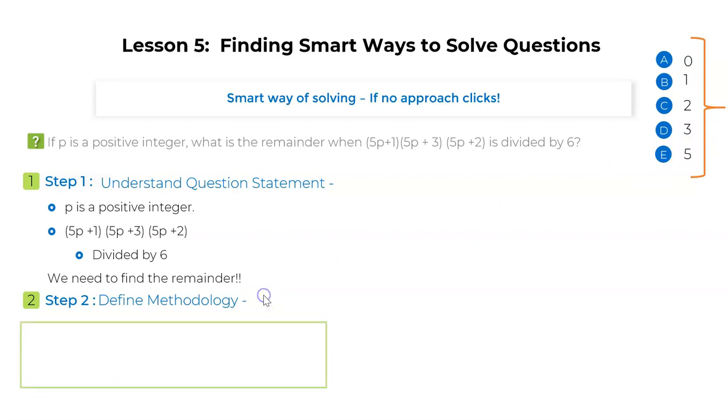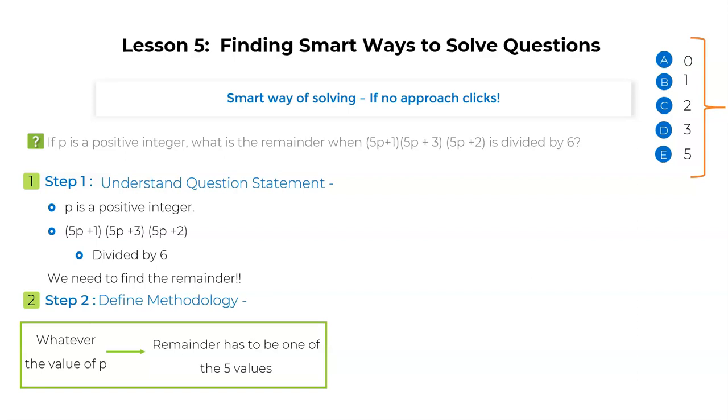That means you should be able to infer that whatever be the value of p, we'll always get the same remainder, and the remainder has to be one of the 5 values that are given in the answer options. Okay, so this is a very important inference that you should be able to make. That's a smart way of coming to a conclusion. I'm not using any conceptual knowledge. I'm using something which is called logic.